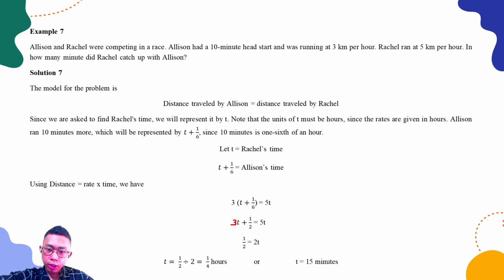(t + 1/6) = 5t. We multiply, so we have 3t + 1/2 = 5t. And now we subtract 3t from both sides of the equation, so we have 1/2 = 2t. So t is 1/2 divided by 2, which is 1/4 hour, or t is 15 minutes.